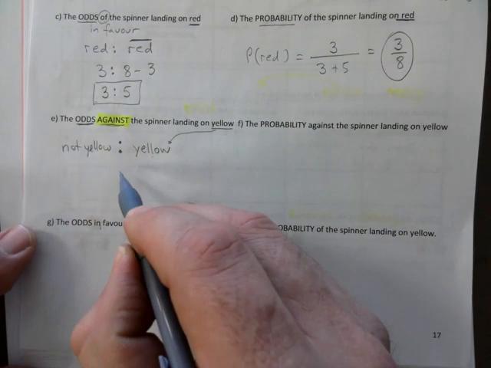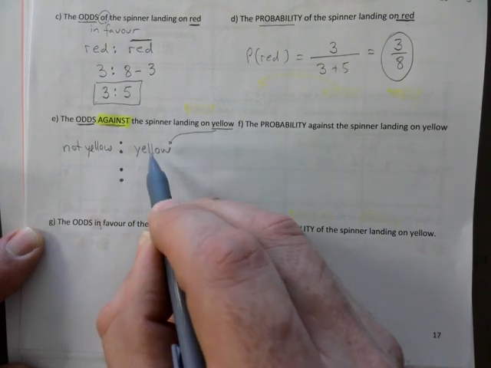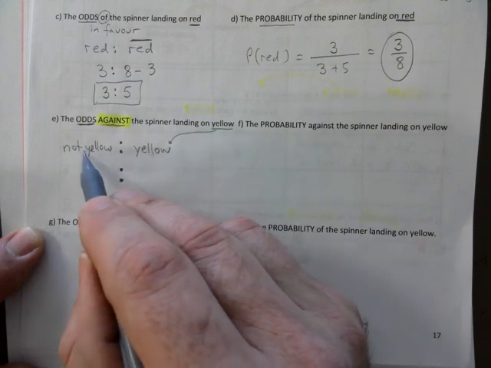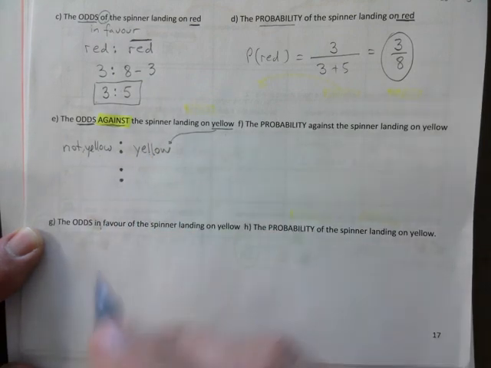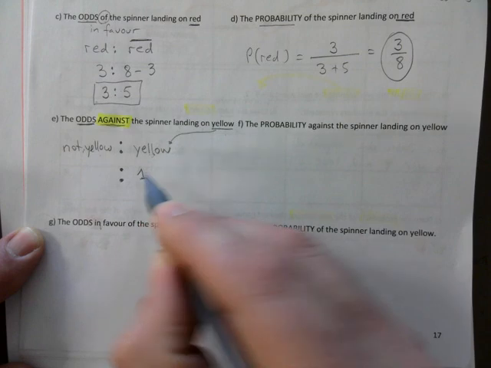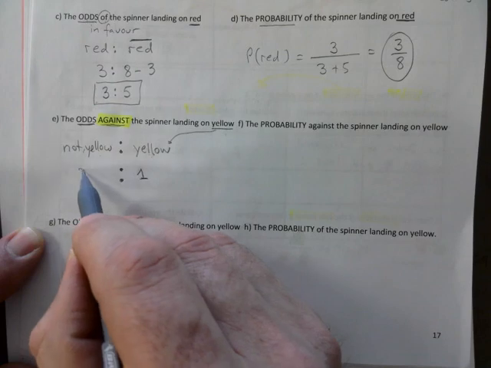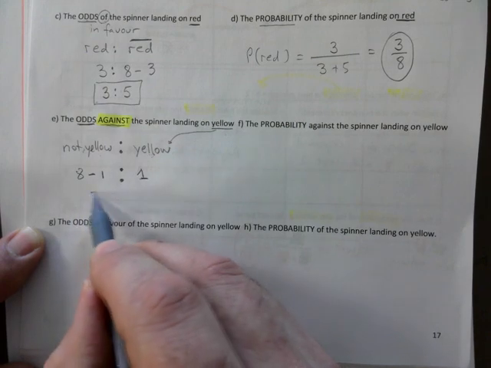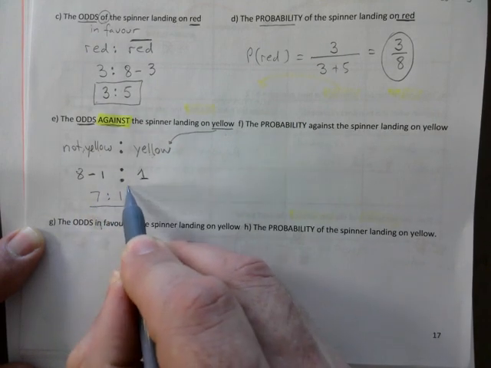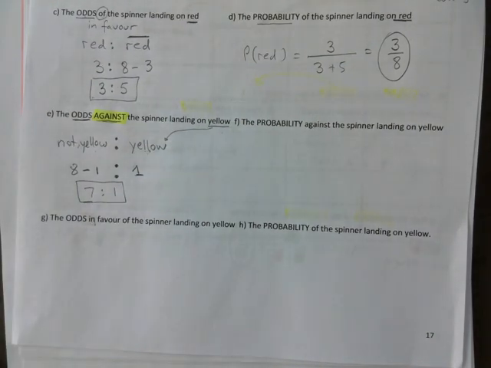Which one would you fill in first? I always fill in the event, and then I worry about not the not part. Okay, so how many yellows are there? There's one. So how many are not yellow? 7, right? We know it's 7, but I'm going to do this. Total minus 1. So I'm going to take 7 to 1 like this. This one cannot even be reduced any further. That's just as reduced as it gets. There are 7 not yellows to every 1 yellow. That's how this reads.